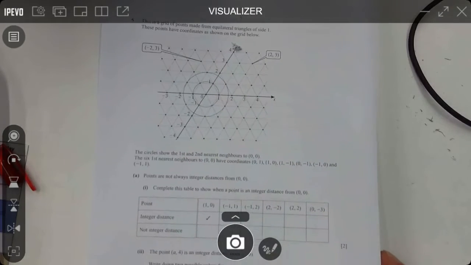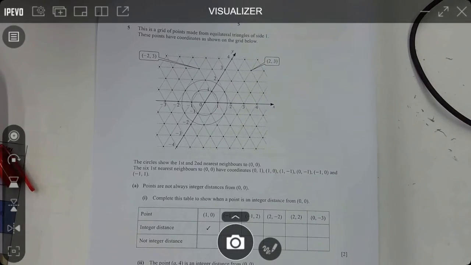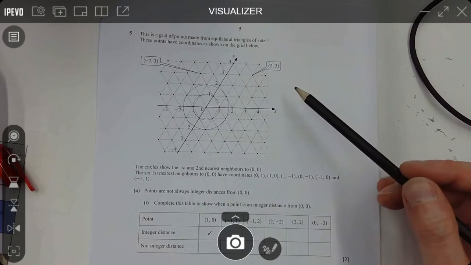Right, next one then. So this is a grid made up of equilateral triangles, and the circle showed the first and second neighbours to 0, 0.